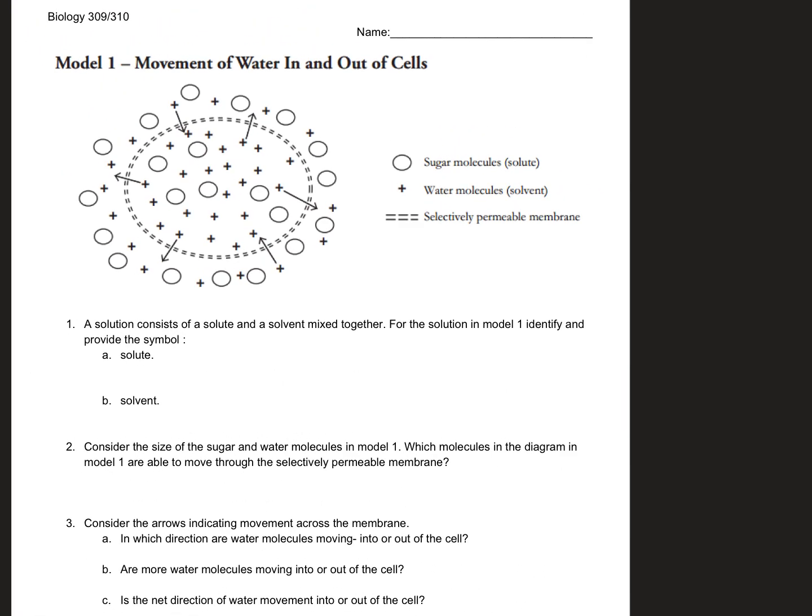So here we have a simple drawing with the sugar molecules on the outside. You see here, it's large. Water molecule is small, it's a solvent, and sugar molecule is a solute. Selectively permeable membrane is here, all right? You see water going in, you see water going out. No sugars going in and out. That's what I see. Solution consists of a solute and a solvent mixed together. For a solution, model 1, identify, provide this symbol for the solute. The solute, I don't know why anyone would get this wrong. Solute is labeled, it's a circle, and the solvent is water, it has a plus.